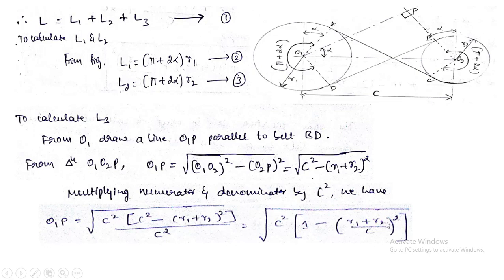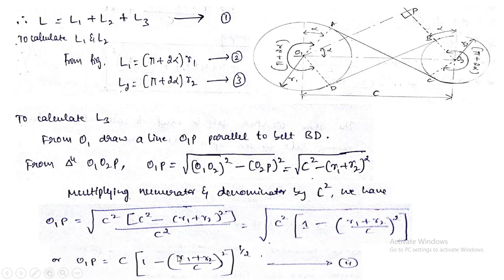The same thing I have written here. So this step is obtained by simplifying this one. C square will get cancelled, that is 1, and when it comes to the denominator, it will become (R1 plus R2 divided by C) whole square. That is the next thing. After that, I will take this C square out of the square root, and then write this under the square root as 1 minus (R1 plus R2 by C) whole square. Instead of writing the square root, I will write it raised to 1 by 2, and I will call this equation number 4. So I got the expression for this O1P.